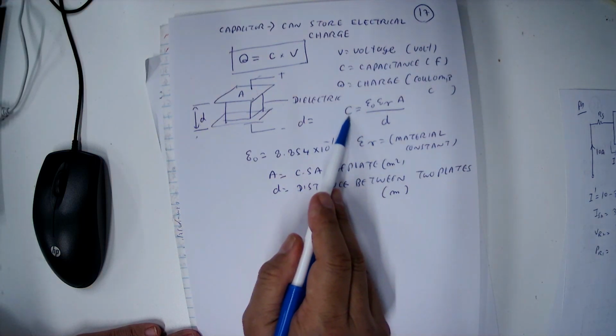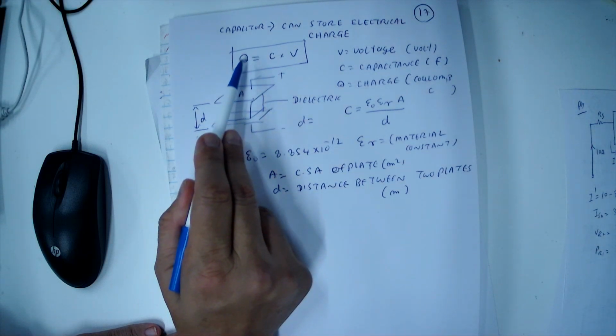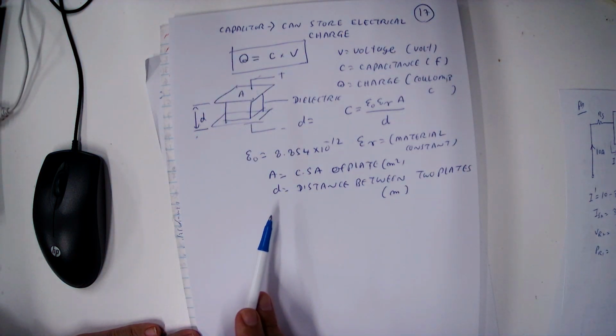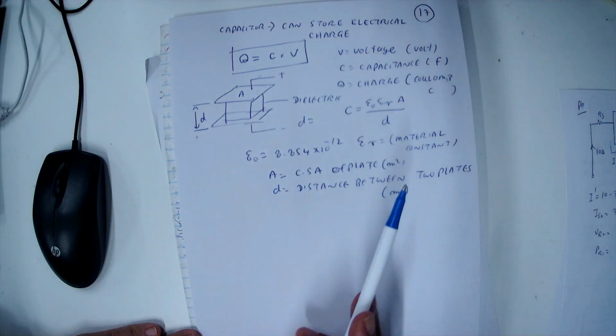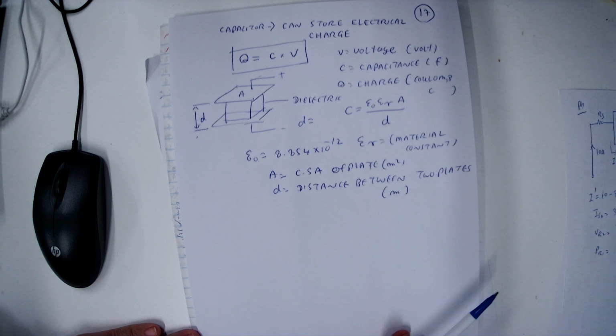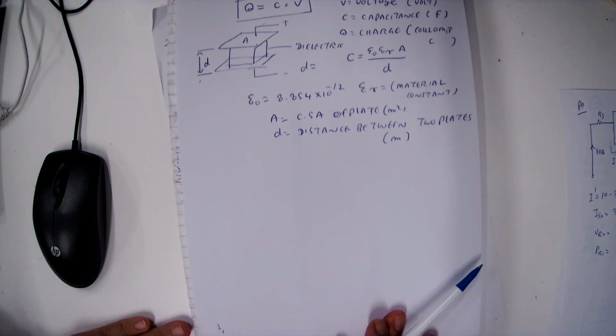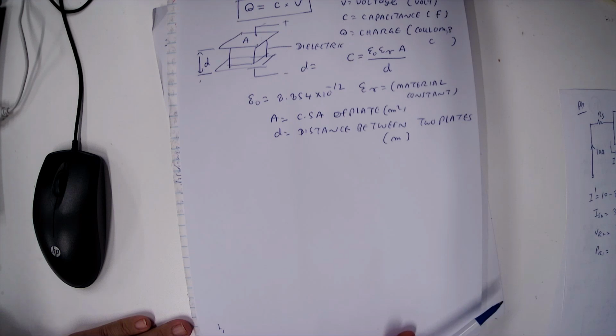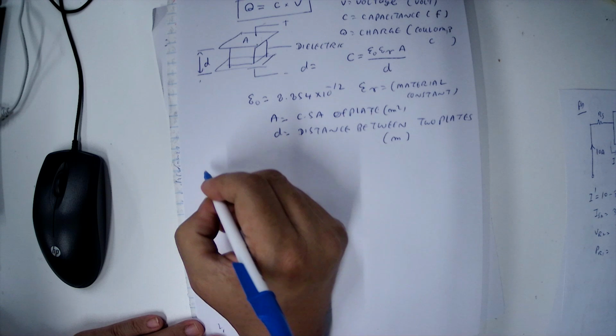And then the charge stored by the capacitor can be calculated as Q equal to C multiplied by V. V is the voltage, C is the capacitance in farad, Q is the charge, unit is coulomb. So this is the way we calculate the capacitance value as well as the charge stored by the capacitor. Then we have to solve a problem.